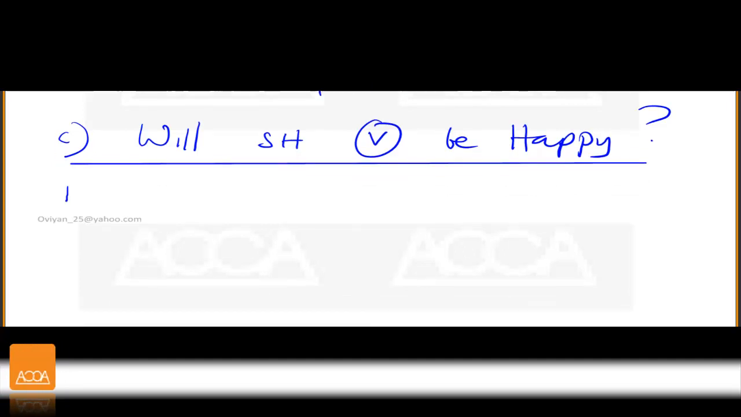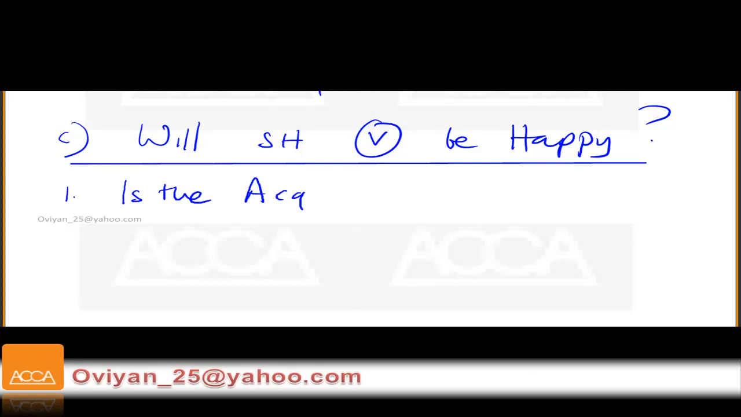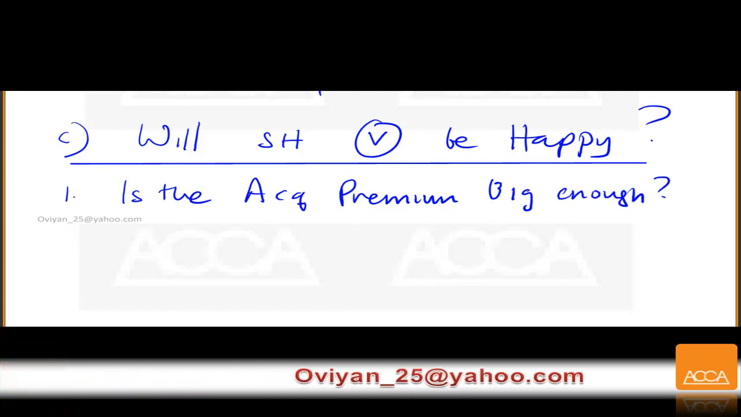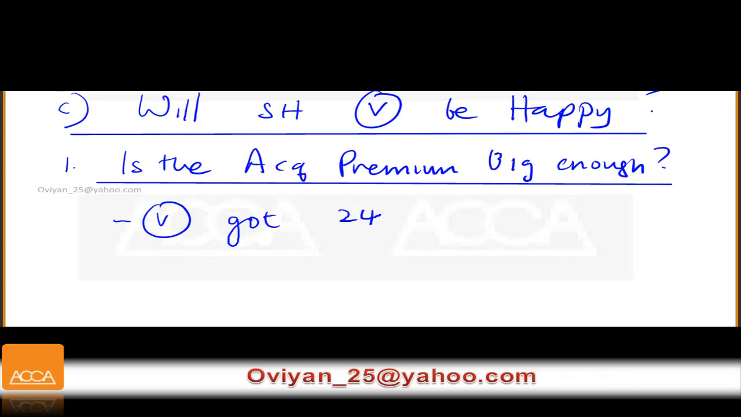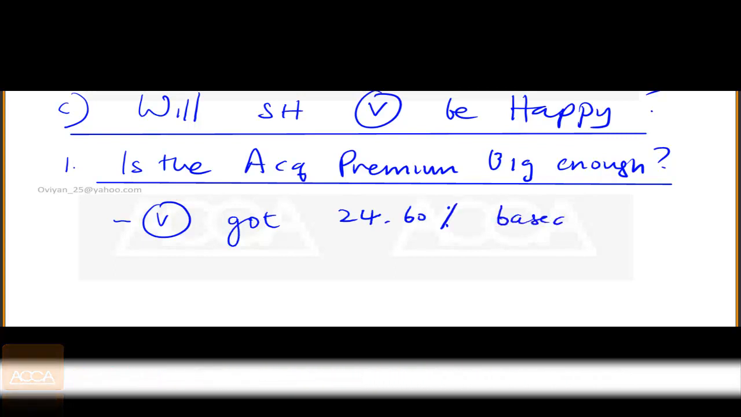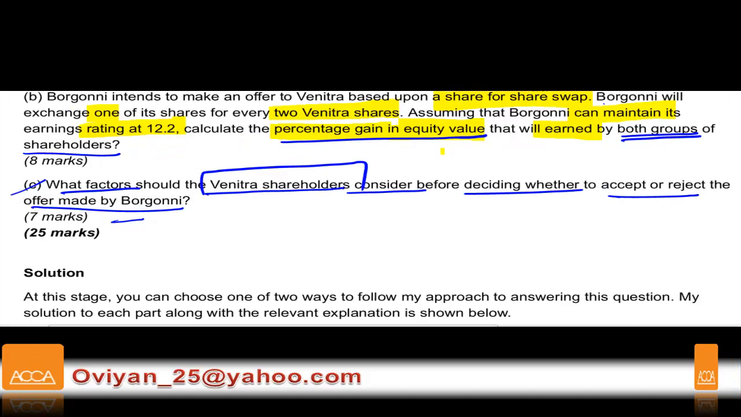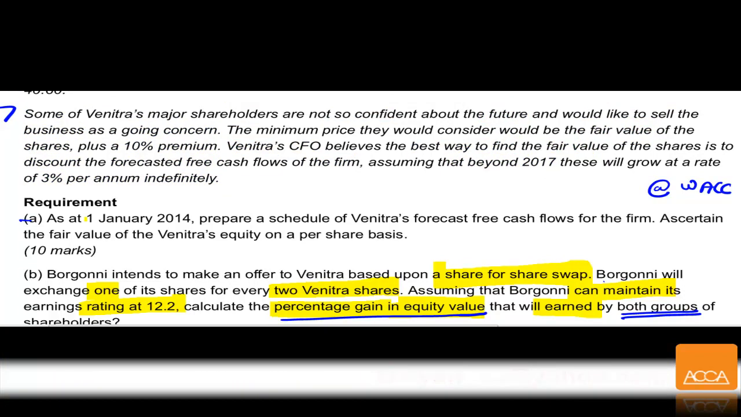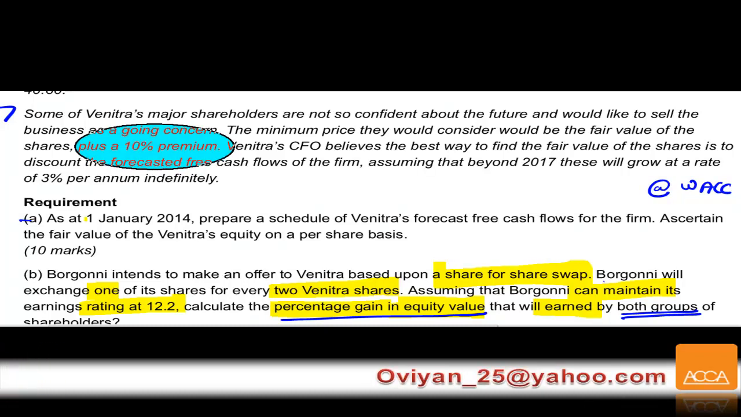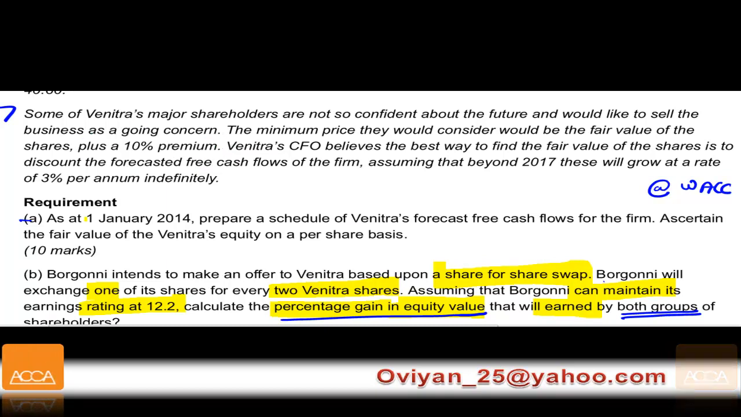The first point I would say is: is the acquisition premium big enough? That's the first question. We're going to elaborate by saying Venitra got 24.60% based on this deal. Venitra got 24.6% based on this deal. And we are told somewhere in the last paragraph of the question that they are happy if they get a 10% premium. So they got more than what they want actually.